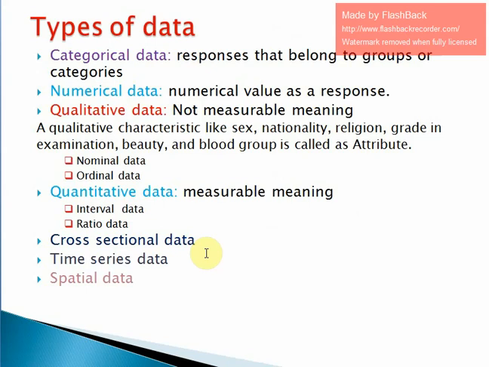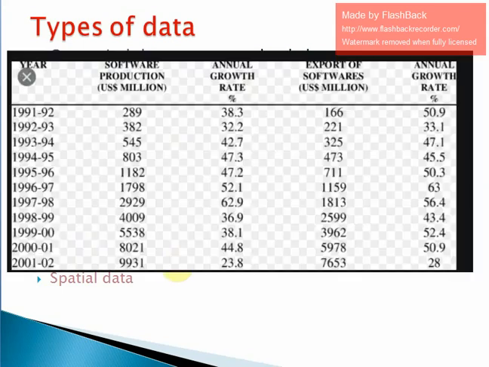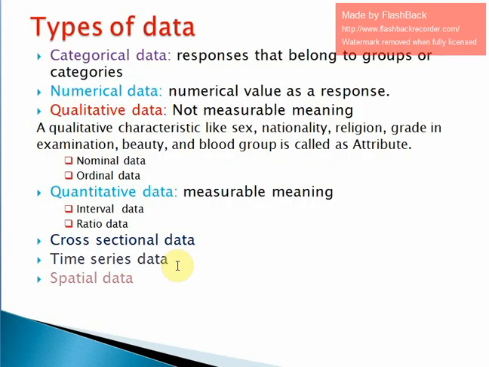Another one is time series data, also known as longitudinal data. In time series data, statistical data is arranged in chronological order with respect to time. We are collecting the data with respect to time. For example, we can collect the production of a company for 10 years: the production in 2001, 2002, 2003 up to 2010. In time series data, the time factor is very important, and time may be seconds, minutes, years, or decades. Anything we arrange according to time is known as time series data.